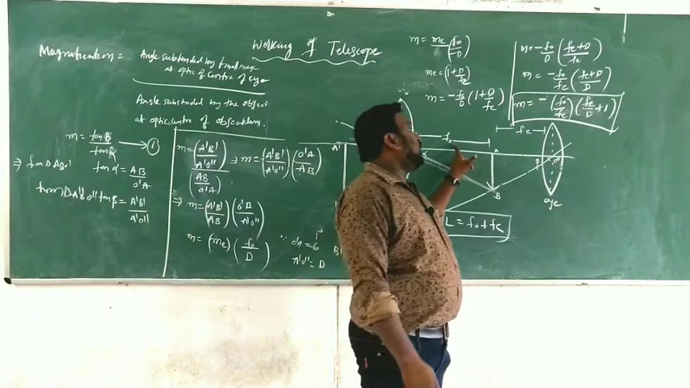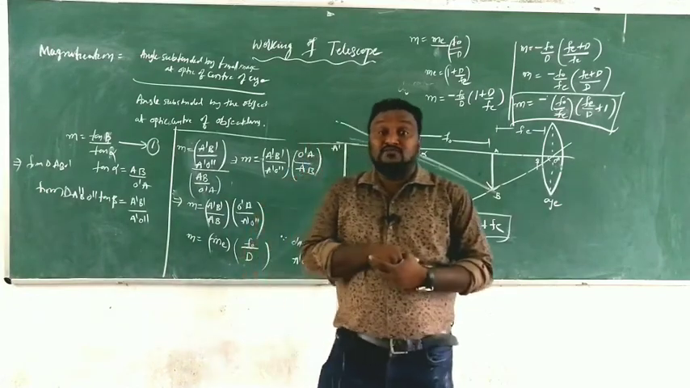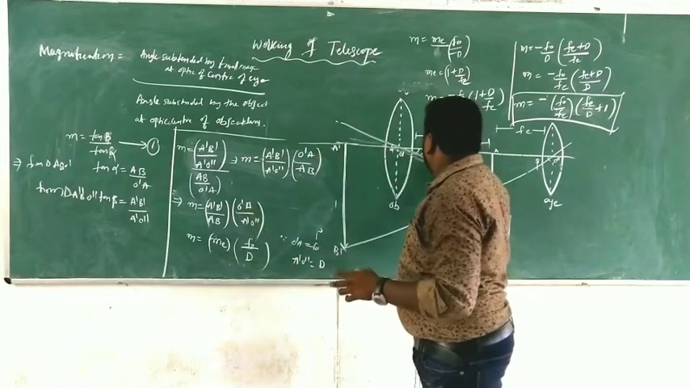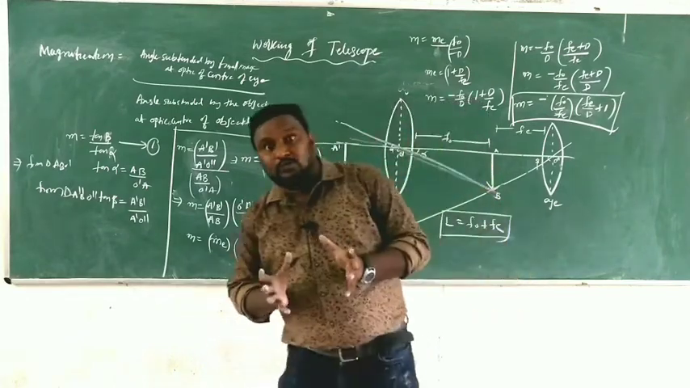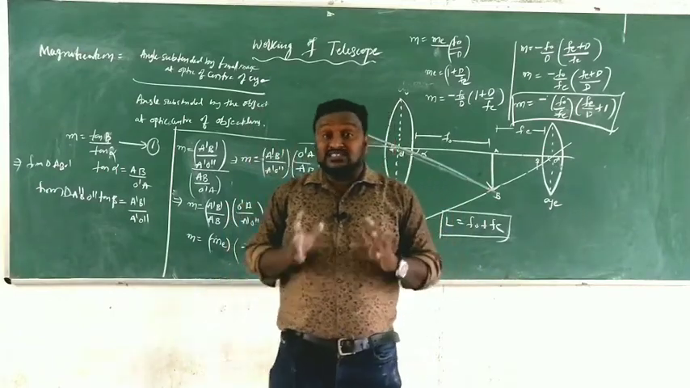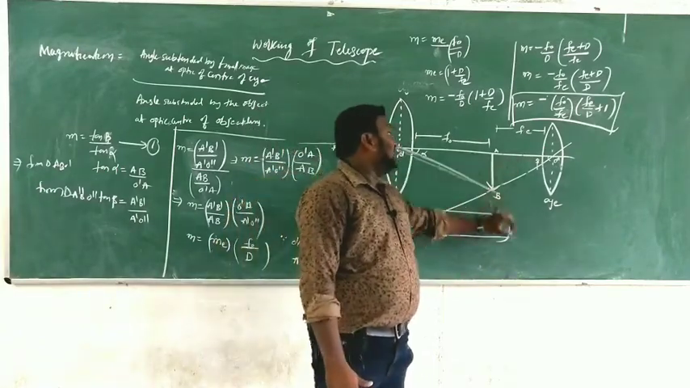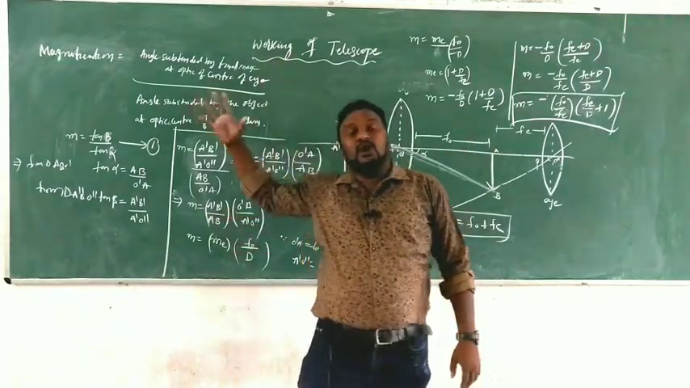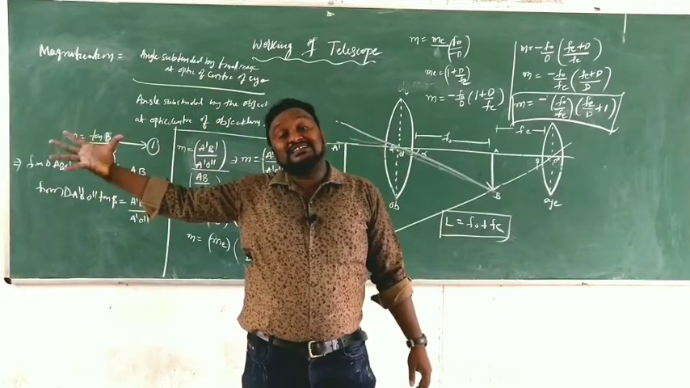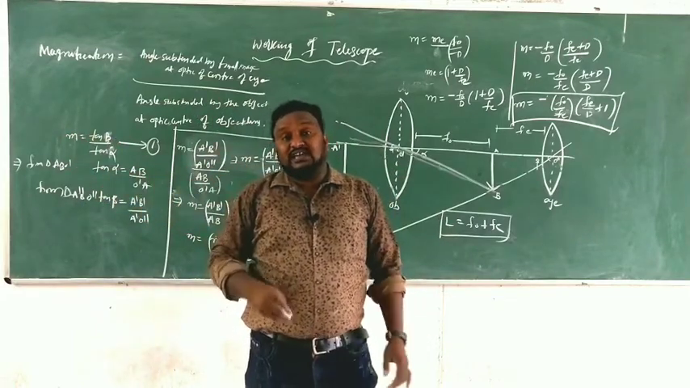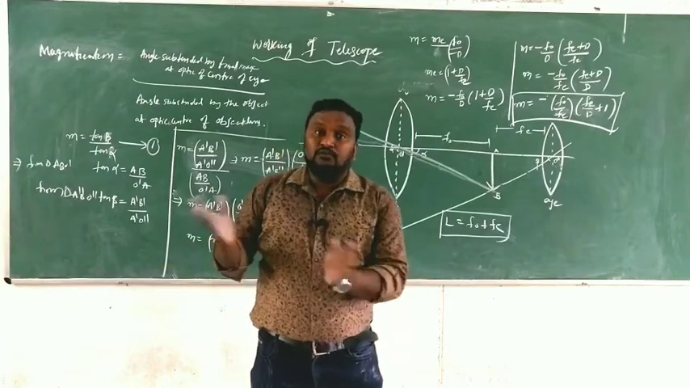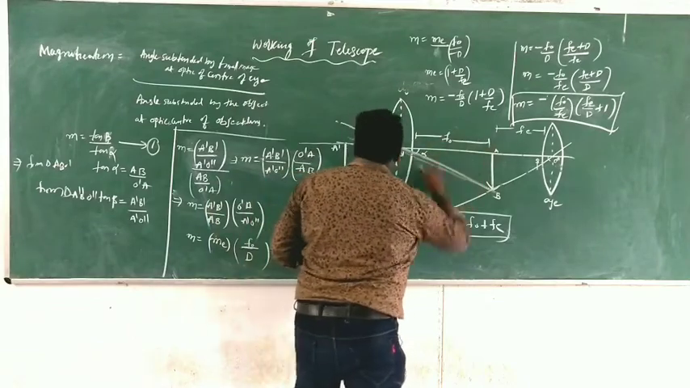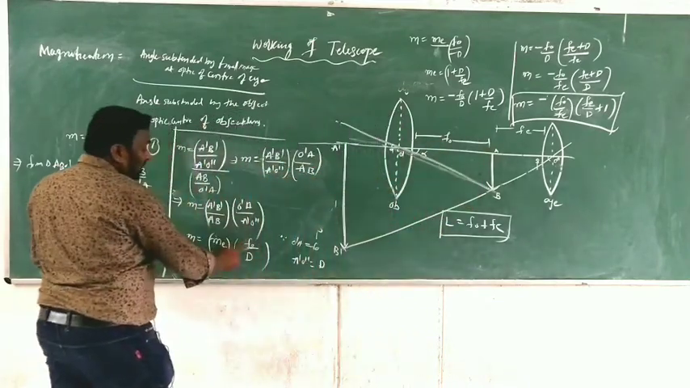O'A is equal to what? FO. What is that? FO. So O'A means what here? FO. Clear? FO means, in this case, the object is at infinity. When the object is at infinity, what can we get? The image at the focus. Again, optic center to focus is what we call the focal length. That's why here I am taking the image distance as FO. That's why I write O'A means FO.